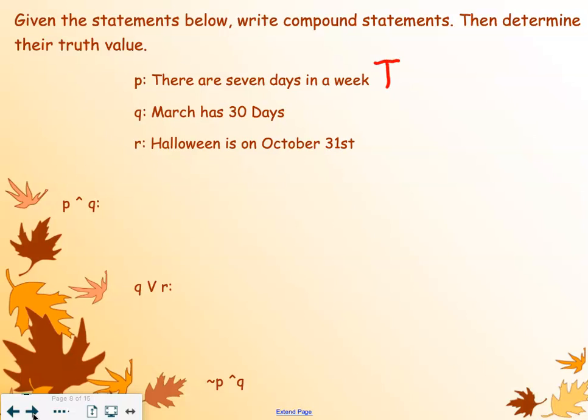March has 30 days. False. My birthday is March 31st. There's 31 days. He's not wrong. False. Good job, Dylan. And then Halloween is on October 31st. True. False, because my birthday is on Halloween.